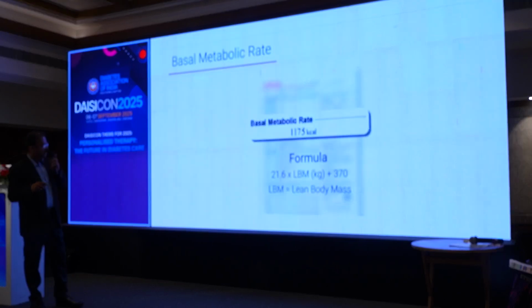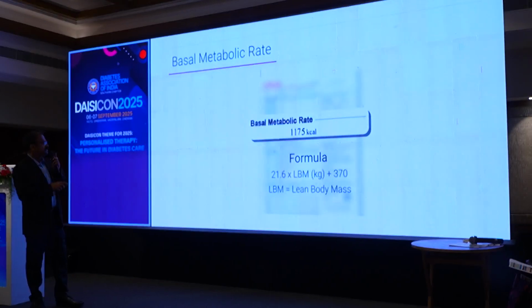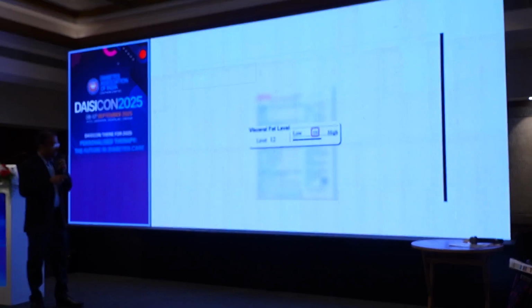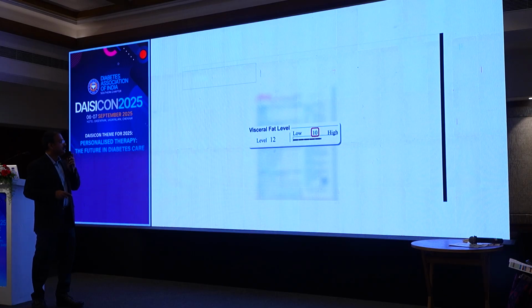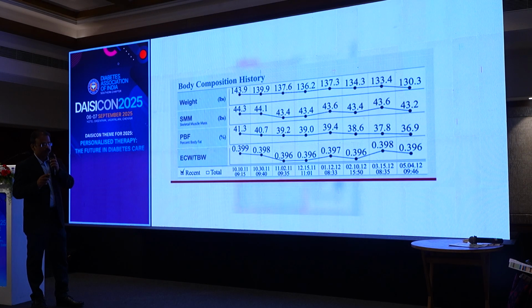Basal metabolic rate can be measured with this bioimpedance analysis, and visceral fat level. Usually the range is 10. When it is above 10, there is an increase in visceral fat level, so that we can start action for reduction of visceral fat. And this is a total body composition history throughout, showing whether the patient is decreasing weight, whether the patient is improving the skeletal mass index, whether there is a reduction of percent of body fat, and whether the patient is having good water content, can be assessed throughout the period.